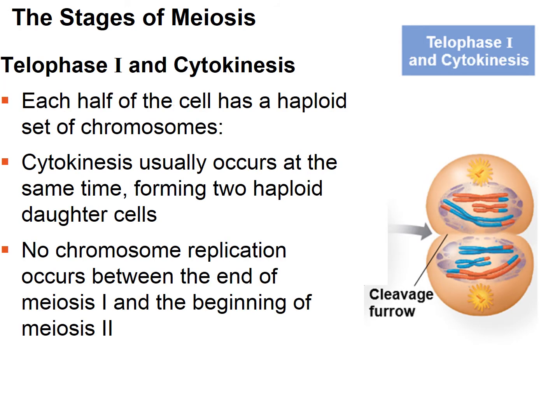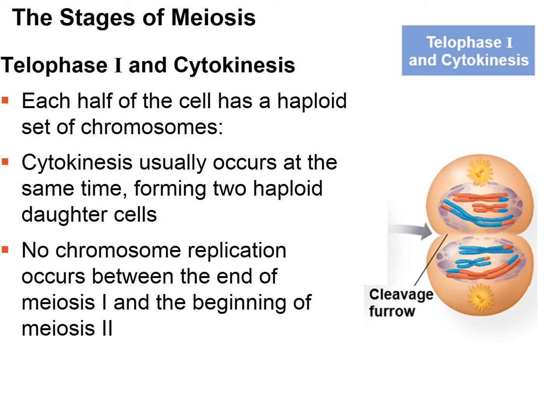Finally, we have telophase 1 and cytokinesis. Each half of the cell has a haploid set of chromosomes. Remember, each chromosome still consists of 2 sister chromatids. Cytokinesis usually occurs almost at exactly the same time, just slightly after, and 2 haploid daughter cells are formed. And again, we're talking about animal cells. It's a cleavage furrow that forms between the 2 cells and then it divides.